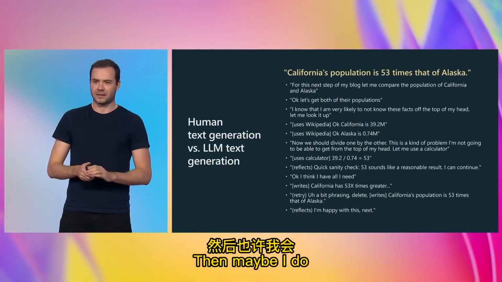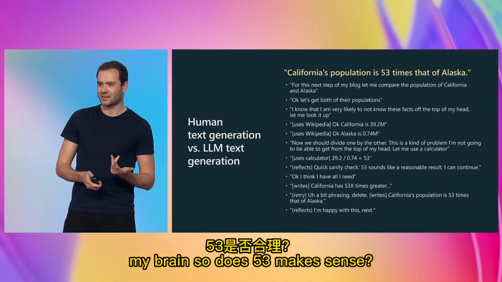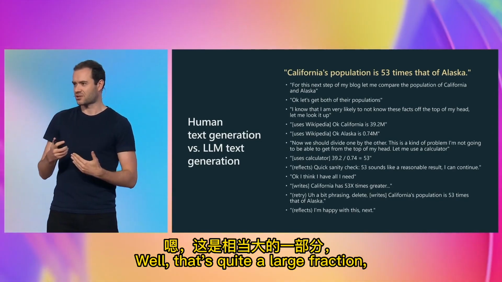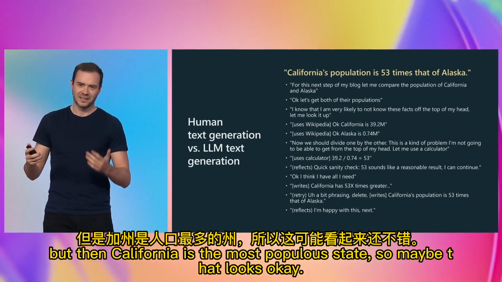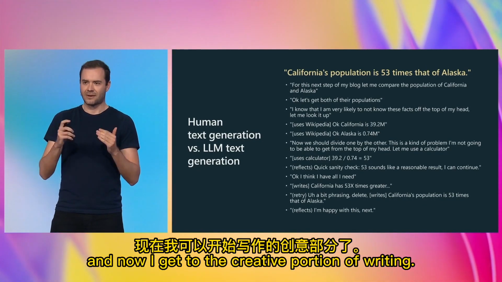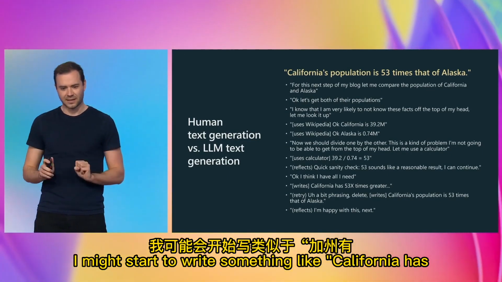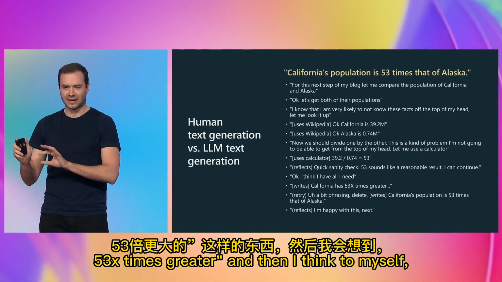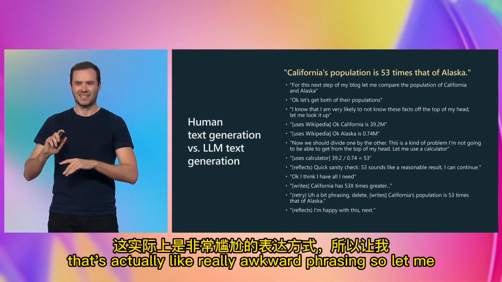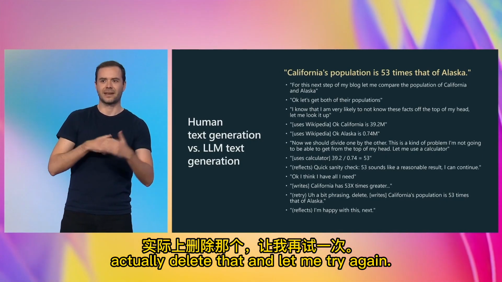And then maybe I do some reflection and sanity checks in my brain. So does 53 make sense? Well, that's quite a large fraction, but then California is the most populous state, so maybe that looks OK. So then I have all the information I might need, and now I get to the creative portion of writing. So I might start to write something like, California has 53x times greater, and then I think to myself, that's actually really awkward phrasing. So let me actually delete that, and let me try again.